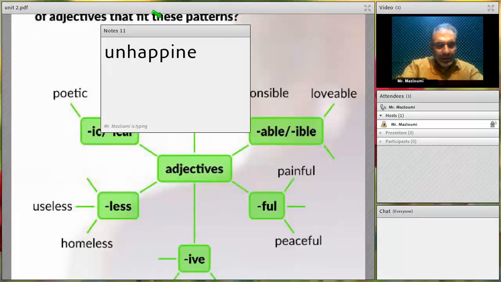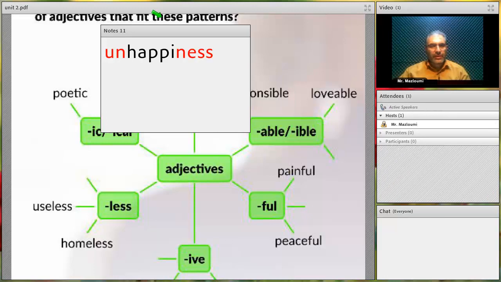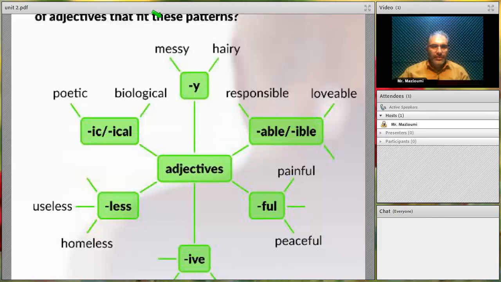Take the word unhappiness, for example. Unhappy and ness. Un is a prefix. We add it to the beginning of the word, and ness is a suffix which comes at the end of the word. So unhappiness: happy is the root, un is a prefix, and ness is a suffix.